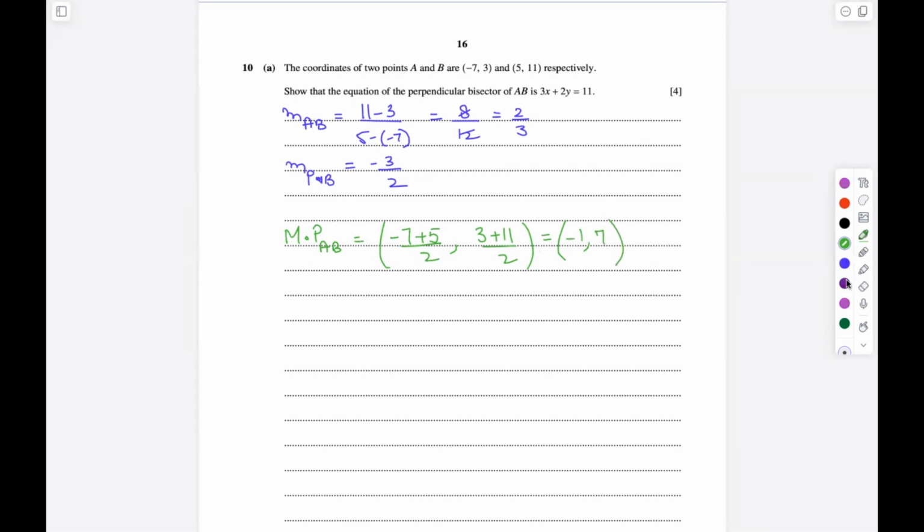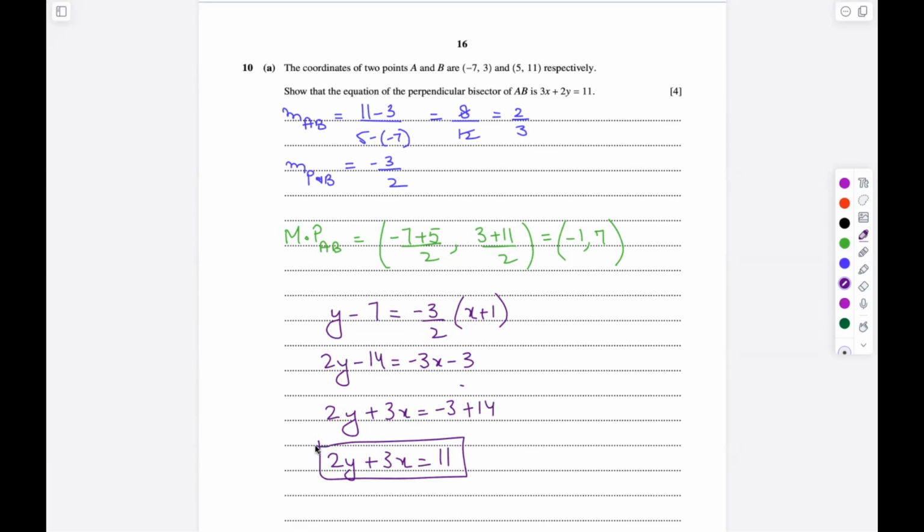Once we have the midpoint and the gradient of the perpendicular bisector, the equation will be y - y1, which is 7, equal to the gradient m, which is -3/2, times (x - x1). As x1 is -1, this will become x + 1. Cross multiplying, we'll get 2y - 14 = -3x - 3. 3x will go to the left hand side, so this will become 2y + 3x = -3 + 14. Simplifying this, we'll get 2y + 3x = 11, which was the equation that we had to prove.